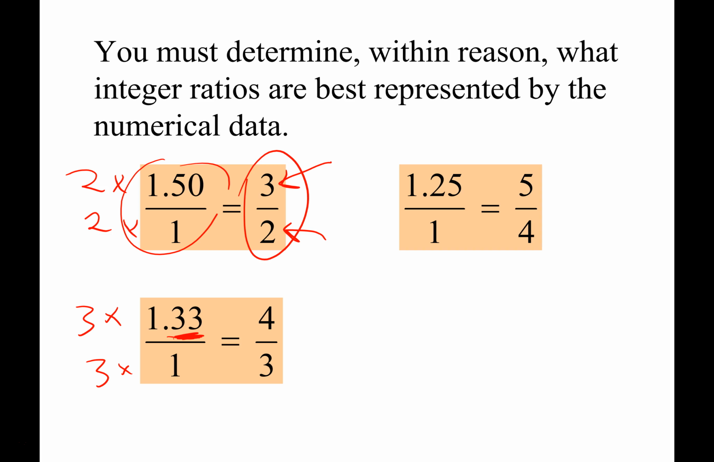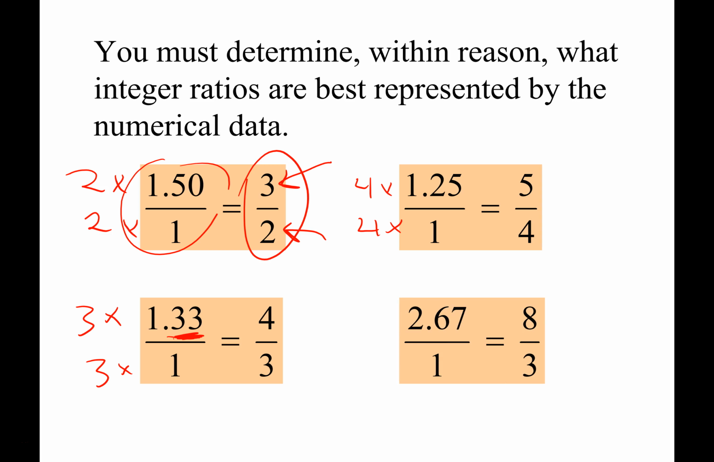The last one, besides the 0.666s, is the quarters. So if you see a 0.25 or I guess a 0.75 even, we can fix it by taking it times 4. So if we take 4 times 1.25, we get 5. If we take 4 times 1, we get 4. This would be the thirds in disguise, the 0.67.